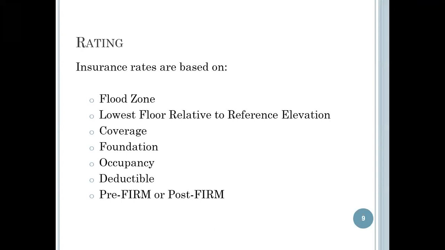And of course, as we talked earlier today, is it pre-firm or post-firm? Pre-firm, we have subsidized rates. The program pays part of the premiums because that pre-firm structure did not enjoy any information about how or where it could be built. Post-firm is, as Kevin talked about, any new construction on or after the initial flood insurance rate map for the community. And those dates don't change with subsequent map dates. It's always the initial flood insurance date.